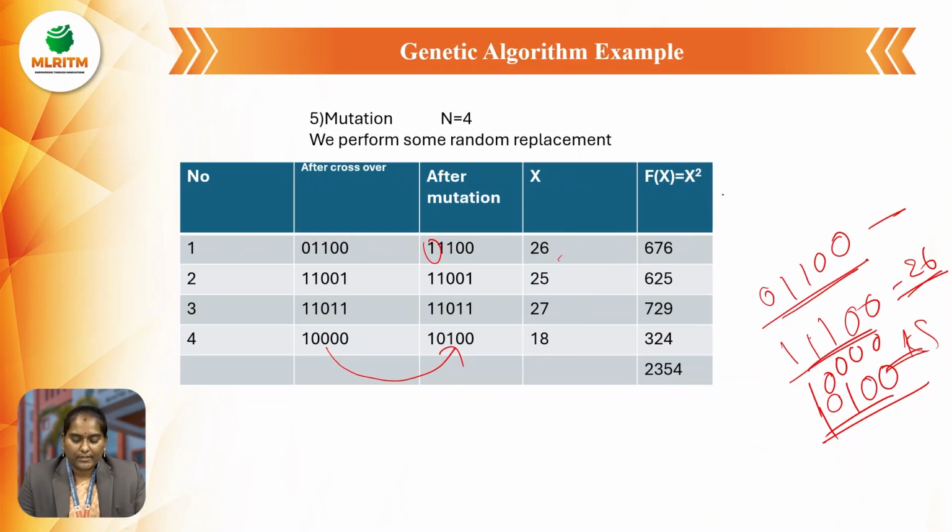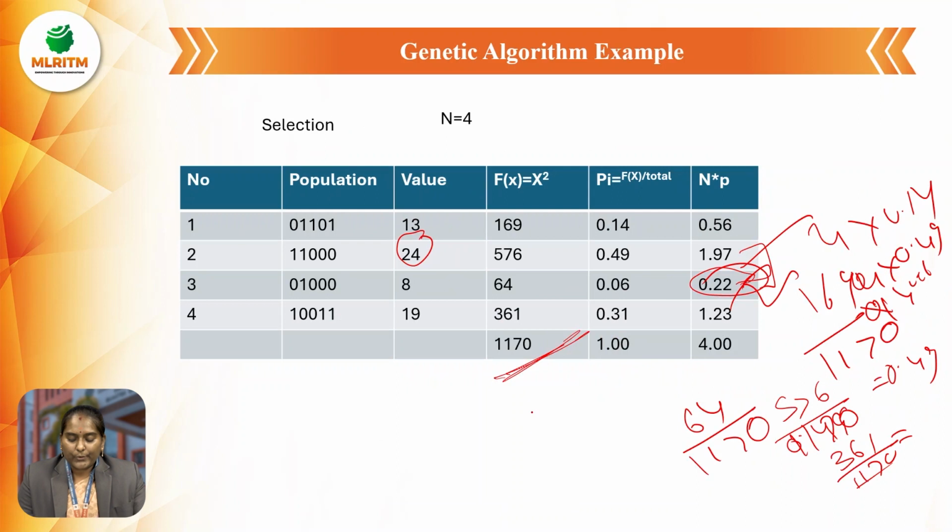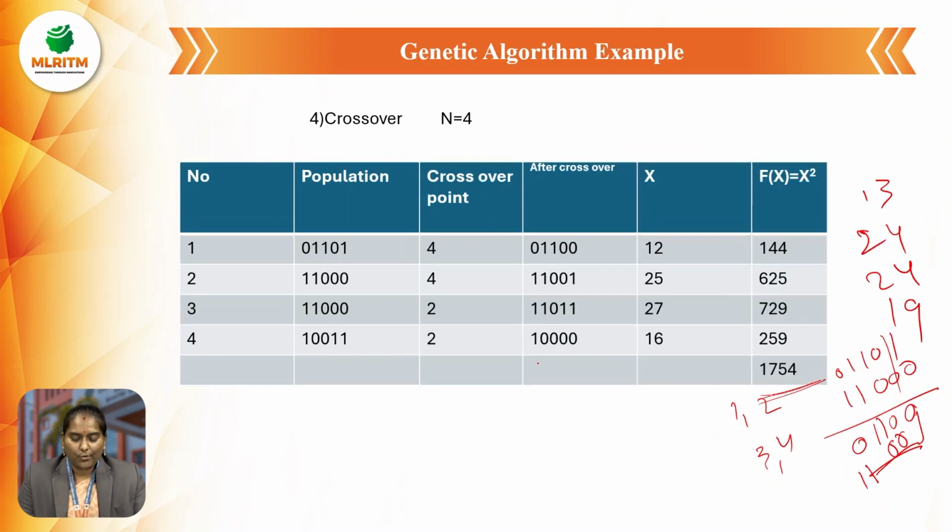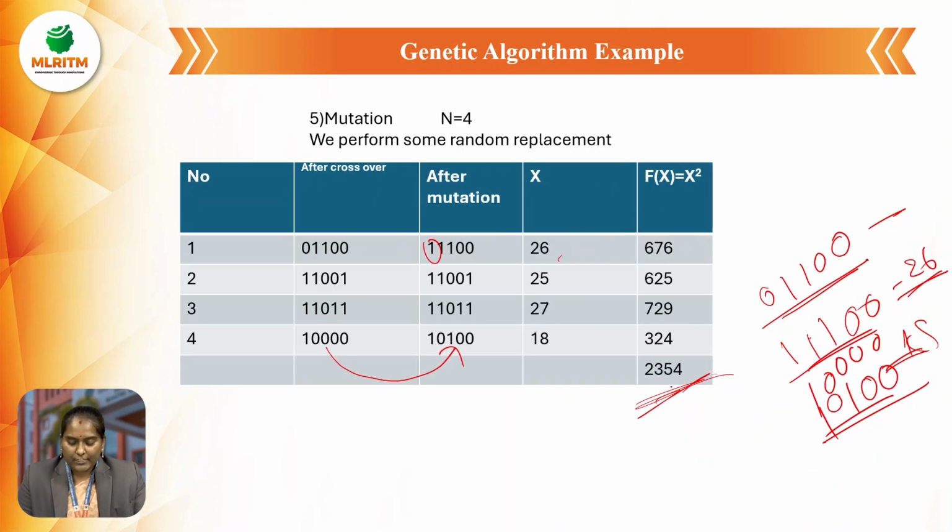So finally f of x equal to x square. So 26 into 26 is 676, 625, 729, 324. And finally we get a total of 2357. So in selection, the total is 1170. In crossover, the total value is 1754. And in mutation, the final value is 2354. So this algorithm is going the right way. Final answer is 2354. So we have to find this algorithm by using this method. Thank you.